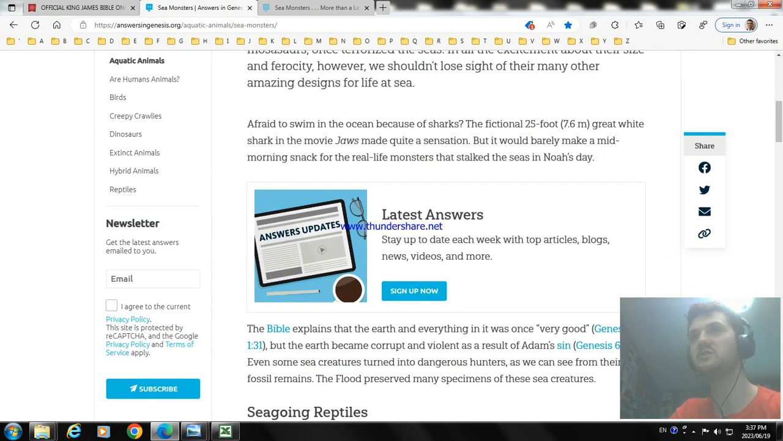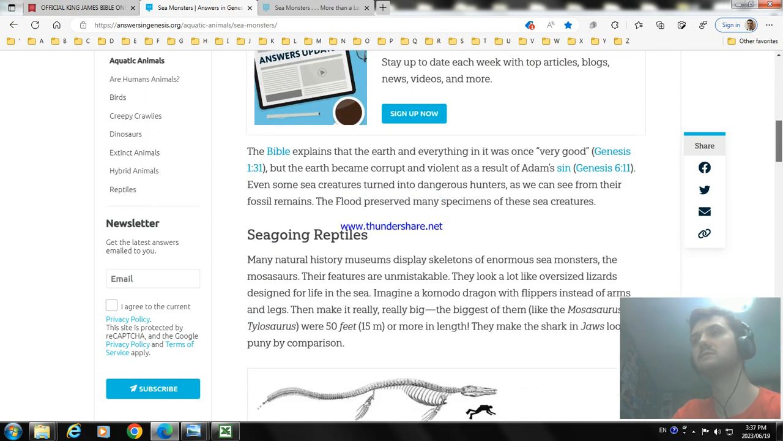Afraid to swim in the ocean because of sharks? The 25-foot, 7.6-meter great white shark in the movie Jaws made a sensation. But it would make a morning snack for real-life monsters stalking the seas in Noah's day. The Bible explains the earth and everything in it was once very good, in Genesis chapter 1 verse 31. The earth became more corrupt and violent as a result of Adam's sin, in Genesis 6 verse 11. Even the sea and some sea creatures turned into dangerous hunters.